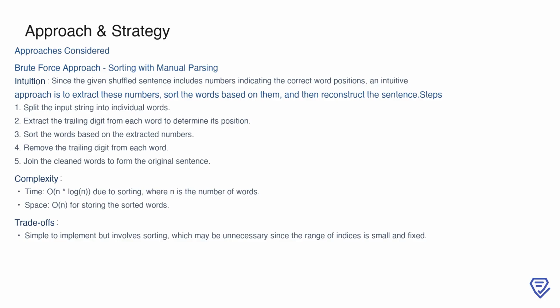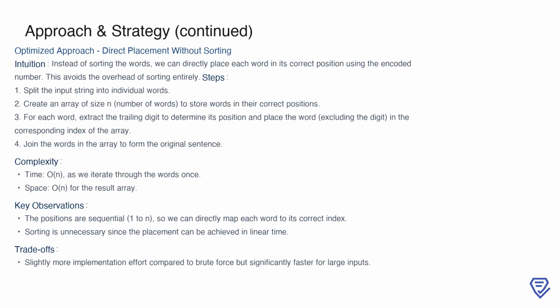It also requires O(n) space to store the sorted words. A major trade-off is that while it's simple to implement, sorting might be unnecessary since the indices have a small, fixed range, and this could be optimized further. Now, a more efficient approach is the optimized strategy that avoids sorting altogether by directly placing each word in its correct position. This method takes advantage of the fact that the trailing digits are unique and sequential.